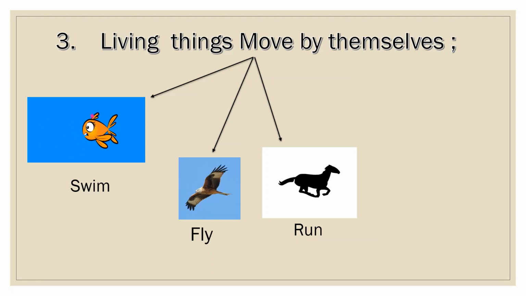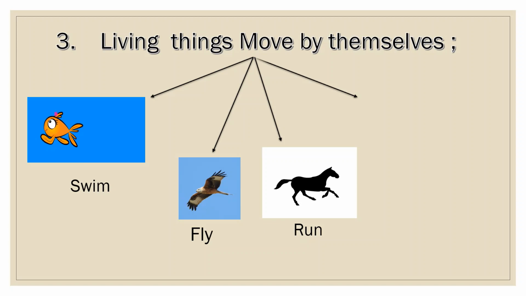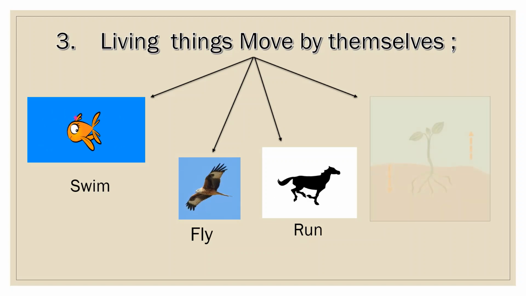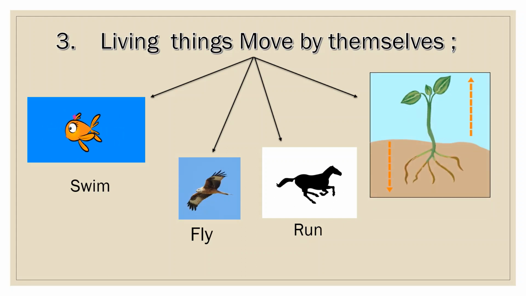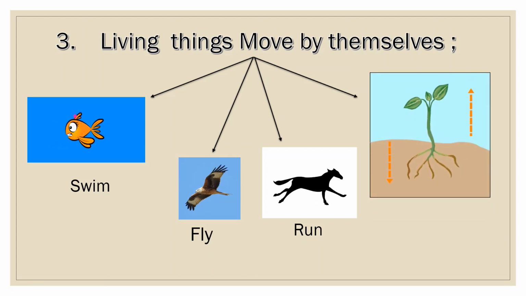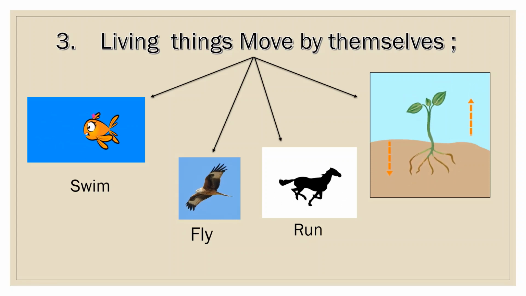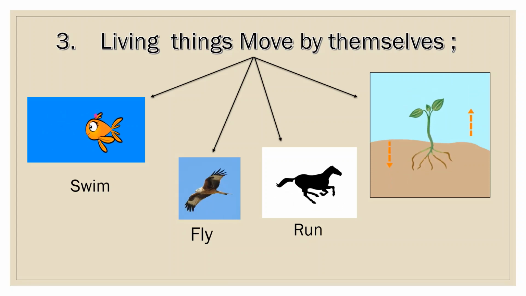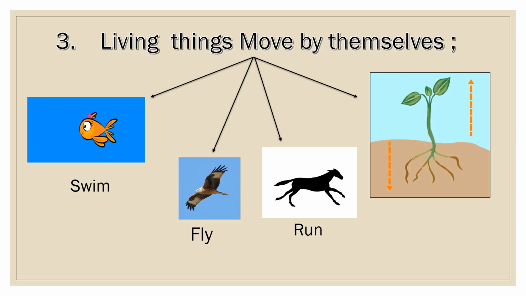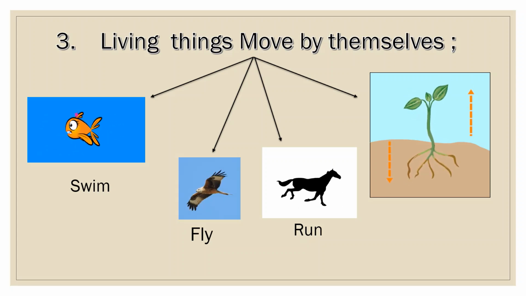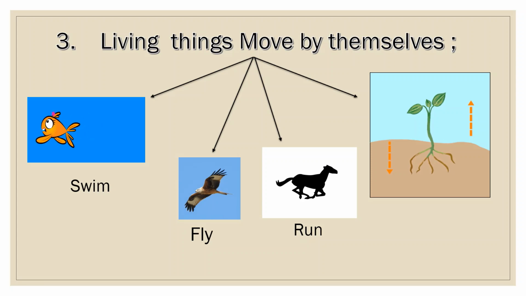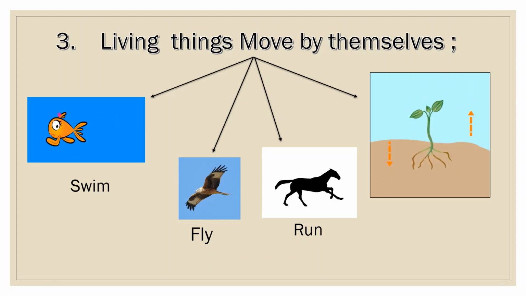Now, what do you think about plants? Do plants move? Yes, we can observe some gentle movements in the plants. For example, you can observe this picture. The stem moves upwards and the roots move downwards. Plants cannot move from one place to another, but we can observe only some gentle movements in plants.